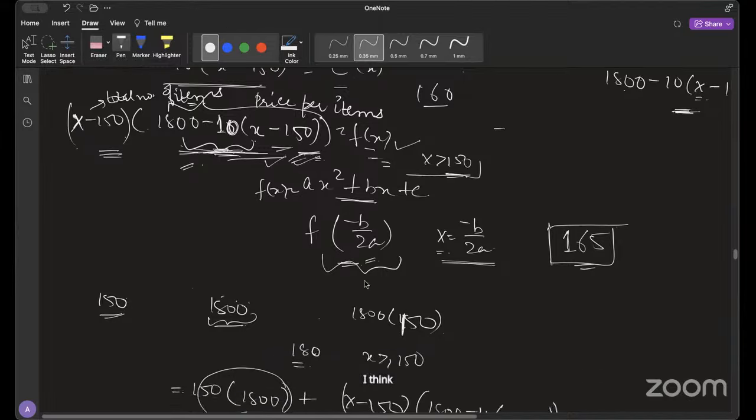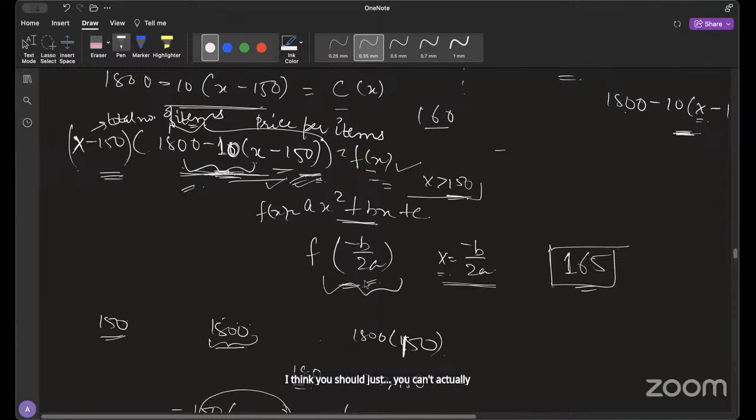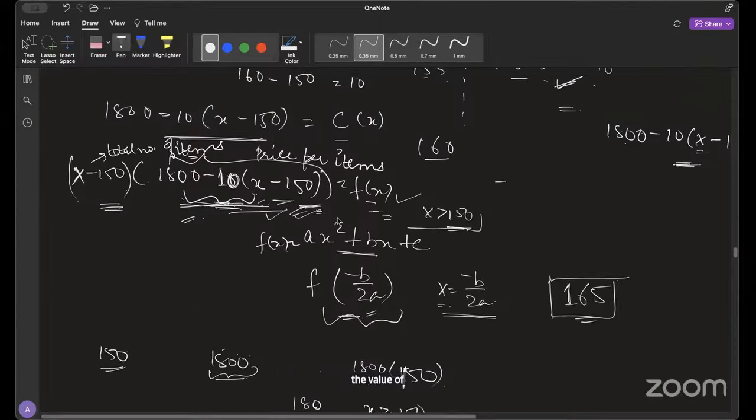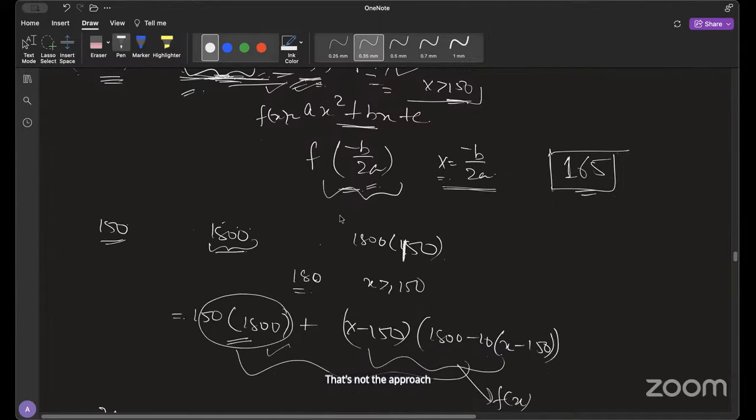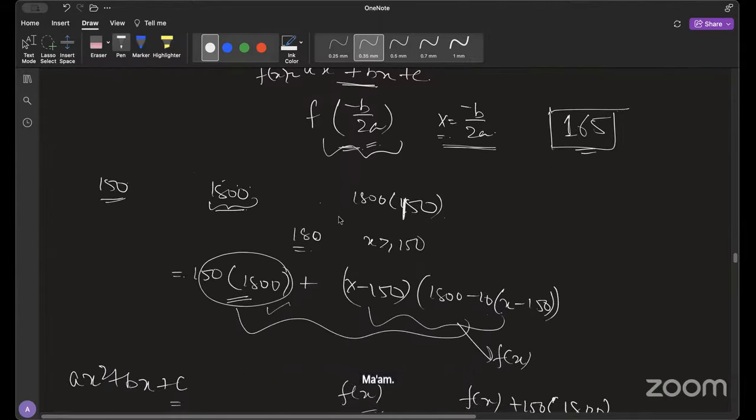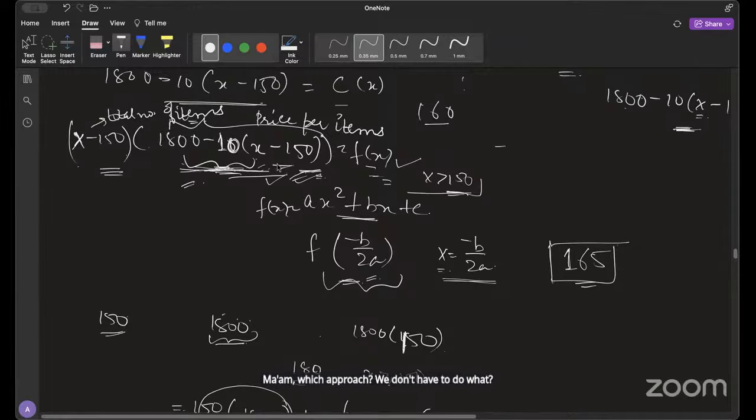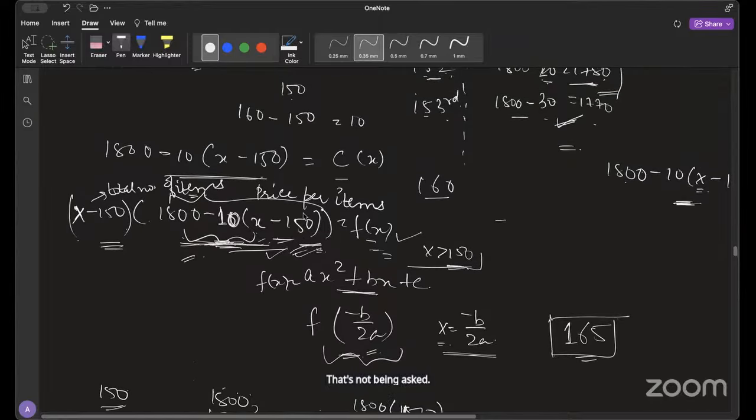I think you can't actually do it by substituting and finding the value of x from here, because that won't give you the value of x at which the maximum is attained. That's not the approach you have to follow. Ma'am, which approach? We don't have to do what? You don't have to find the roots of this one. Yeah, that is not being asked.